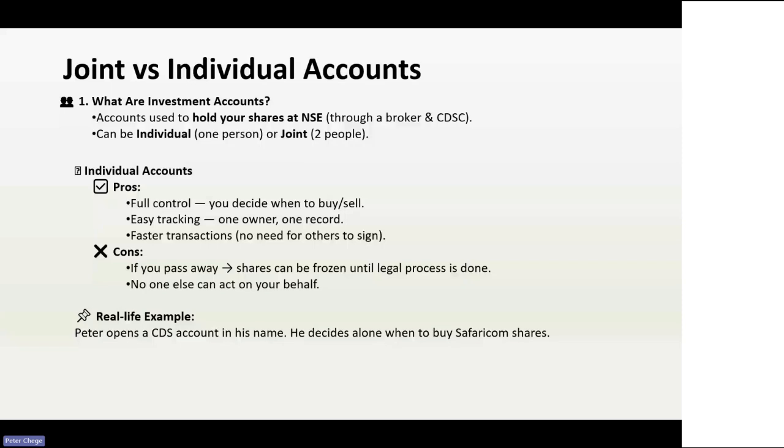people, and both of them must have either IDs or passport, or ID and passport. So that's the difference between individual and joint. Individual is where you're opening as a single person. Joint is where you're opening as two people.